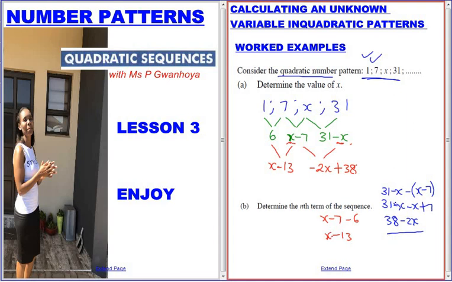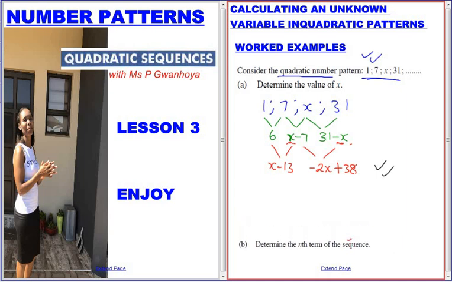So here is the thing. After we get to our second differences, remember those are the ones that we use. Those are the ones that are constant. So we use the fact that they should be constant to get to our unknown. So if this was a 2, this should also be a 2 from what we learned. Therefore, we are going to just write an equation equating the two. Since the second difference is constant, it means x minus 13 should be equal to negative 2x plus 38. That's all you do, and everything else will fall right into place.